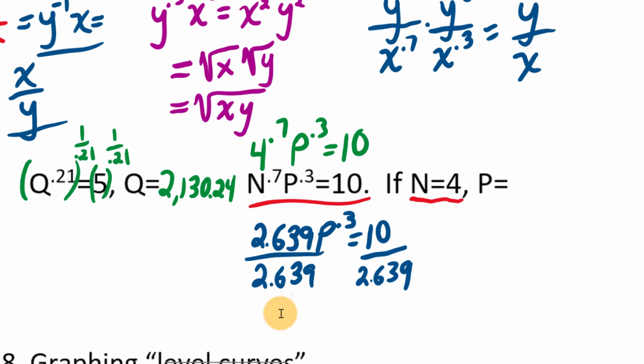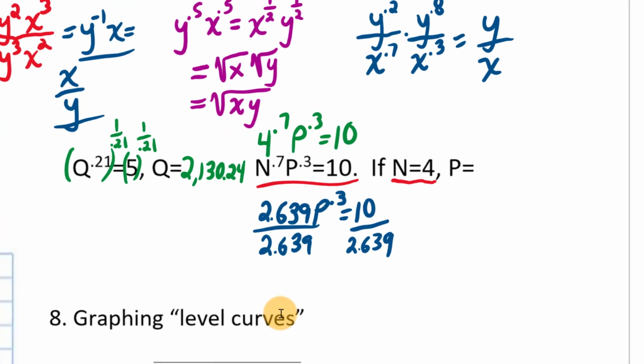But again, there are different orders you could choose to do these things in if you like. So 10 divided by 2.639, what do you get? Well, we got p to the 0.3 on the left equals about 3.789 on the right. And how are we going to get rid of that 0.3 power? Raise both sides to the 1 over 0.3 power. So raise that to the 1 divided by 0.3, which I think is 3.3333333.